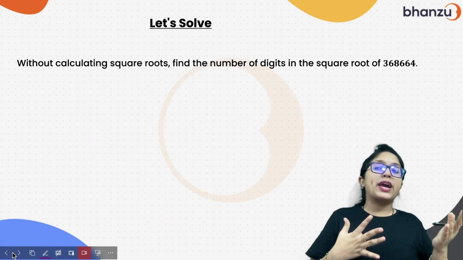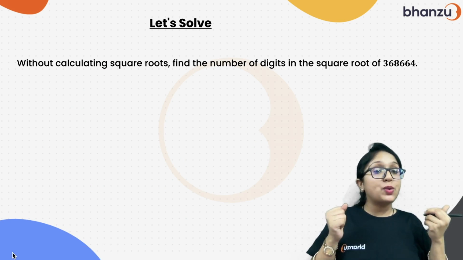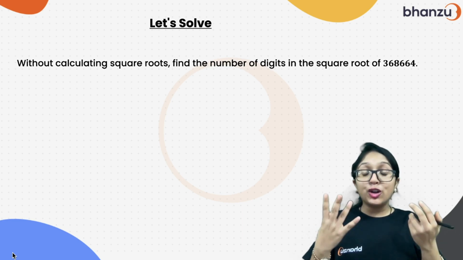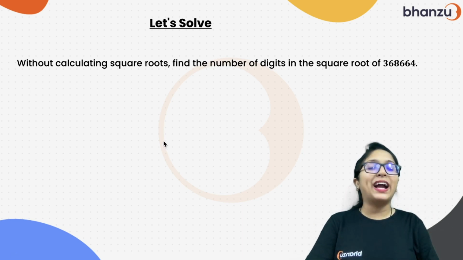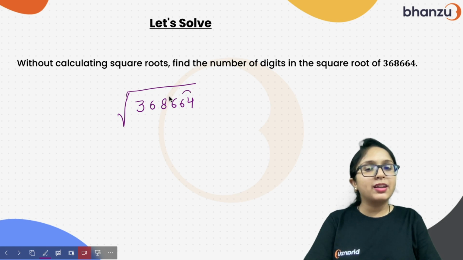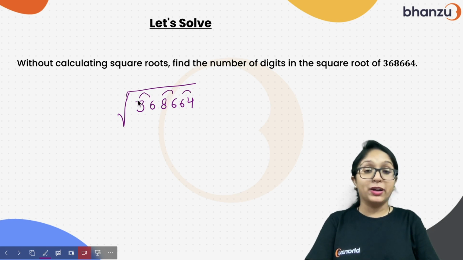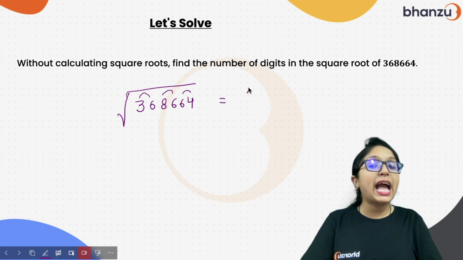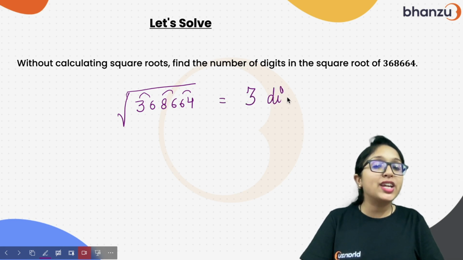Without calculating the square roots, find the number of digits in the square root of 3,68,664. How to do this? Let me give you a trick to find it. Actually, here we find the pairs. 3, 6, 8, 6, 6, 4. Let's pair the numbers: one pair, second pair and third pair. So that means in the square root of this number, we will have 3 digits.